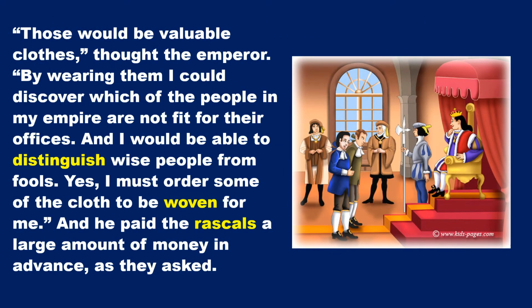"Those would be valuable clothes," thought the emperor. "By wearing them, I could discover which of the people in my empire are not fit for their offices, and I would be able to distinguish wise people from fools. Yes, I must order some of the cloth to be woven for me." And he paid the rascals a large amount of money in advance, as they asked.